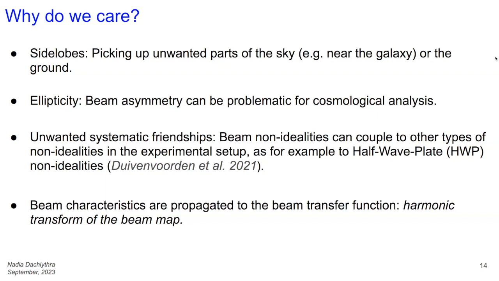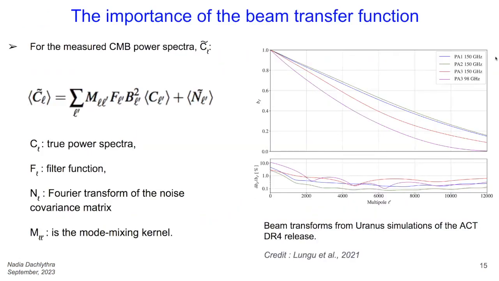Now, we map all these effects into these beam maps that I showed before, and another convenient way to do it is that we take the harmonic transform of those beam maps, and we call that the beam transfer function. And if we were to plug this into the formalism, just to convince you that it acts directly on the spectrum, let's say that you have measured your spectrum, which is what you denote there with this tilde on the top, so the left side of the equation.